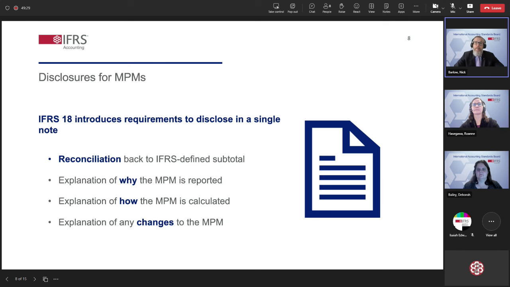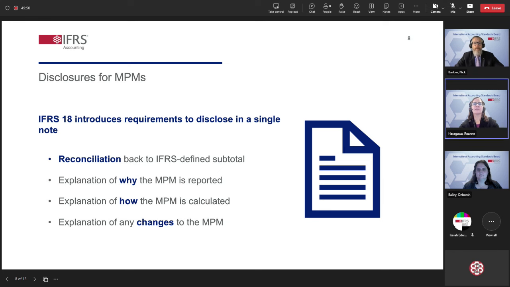In explaining how the MPM has been calculated, a company is also required to explain whether the measure has been calculated using accounting policies that may differ from those used in the statement of profit or loss or required or permitted by IFRS accounting standards. So for example, if the MPM has been calculated using local regulatory guidance or local GAAP.